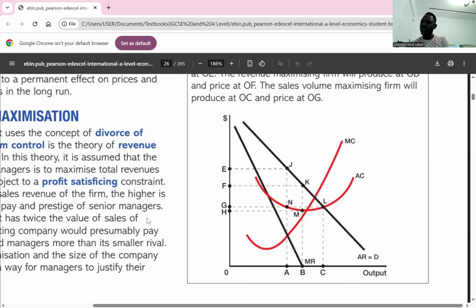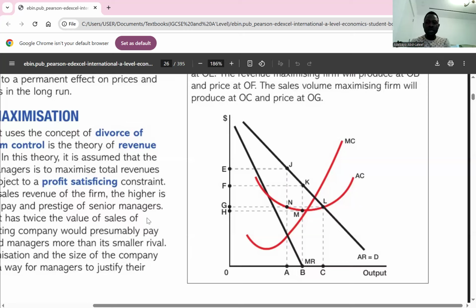Then we have the revenue maximizer. So for a revenue maximizer, it will basically be determined by the demand in the market. Revenue can only increase if the demand for a product increases. Yes or no? Yes.